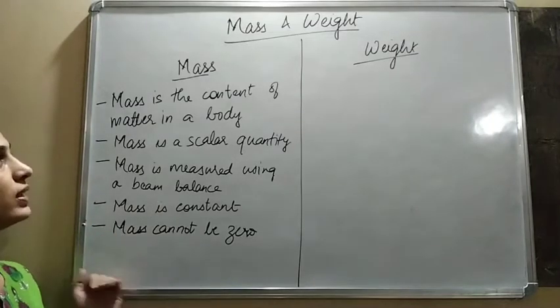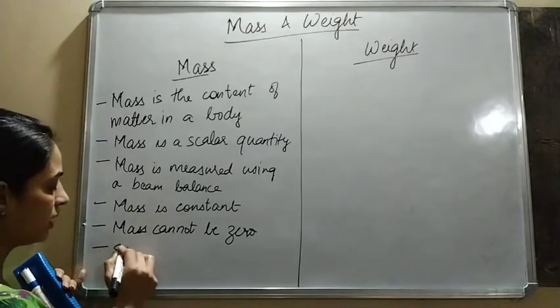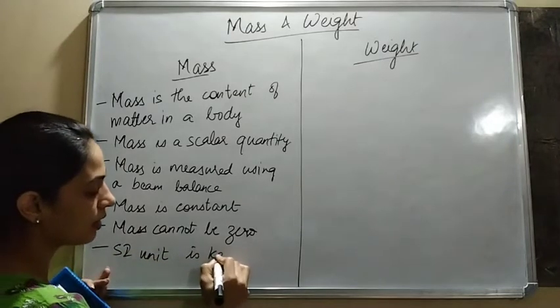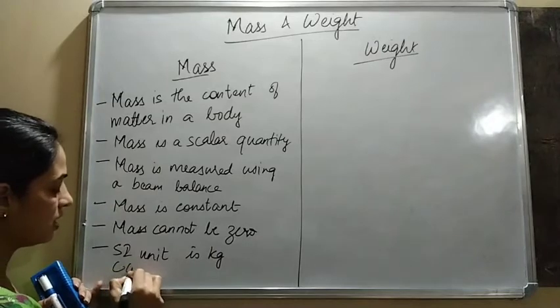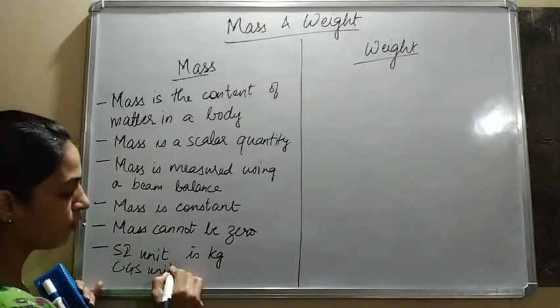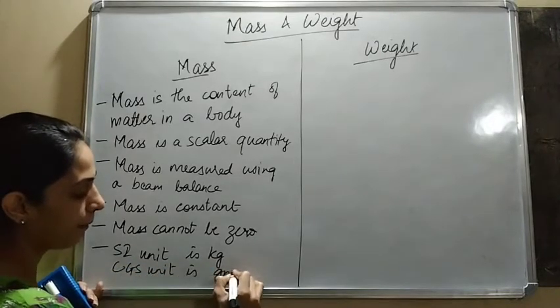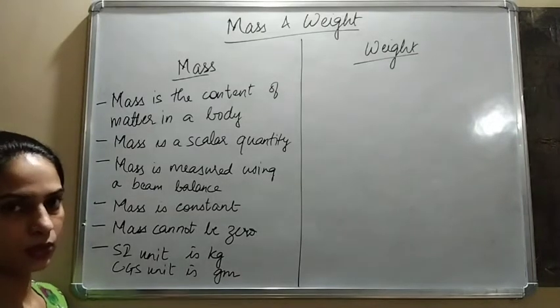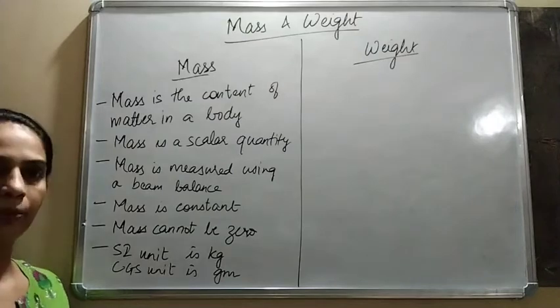Okay, so this is all about mass. SI unit of mass is kg. Okay, and CGS unit of mass is gram, right? 1 kg is 1000 gram. So this is all about mass.